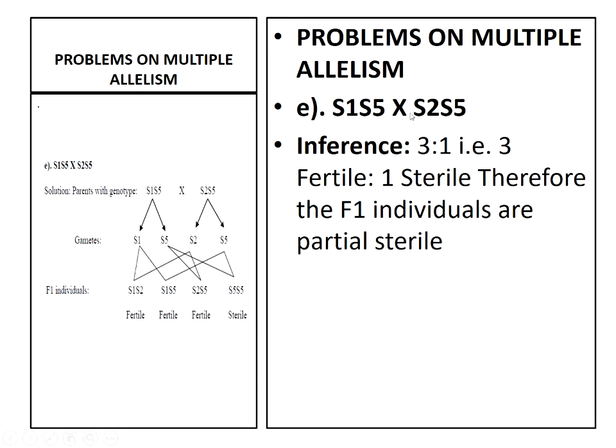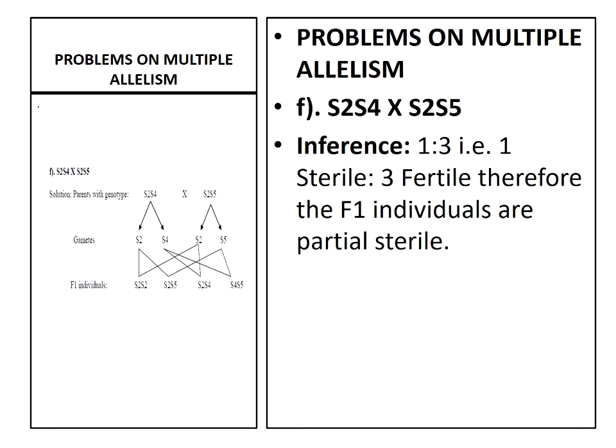Next, S1 S5 is crossed with S2 S5. Let us write the parents and also the gametes. The F1 individuals formed are S1 S2, S1 S5, S5 S2 and S5 S5. Here three individuals are fertile and one is sterile. The sterile one has S5 and S5. So the result is 3:1, that is three fertile and one sterile. Therefore, the F1 individuals are partially sterile.